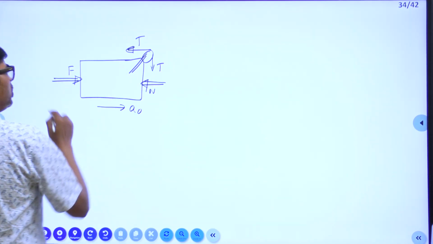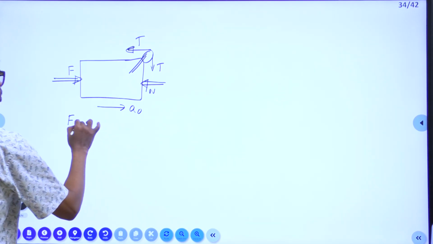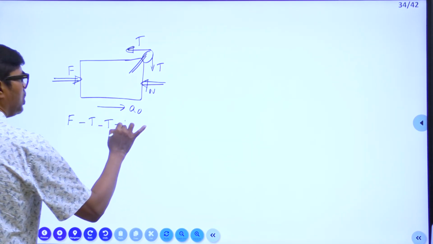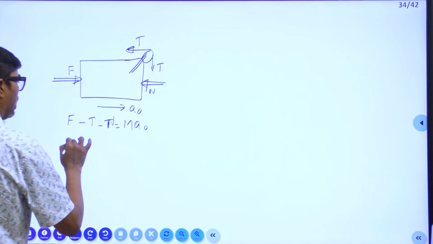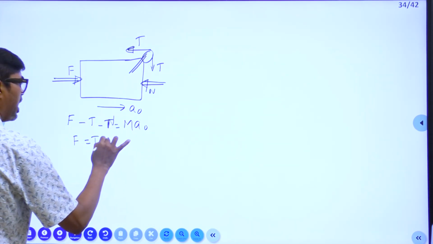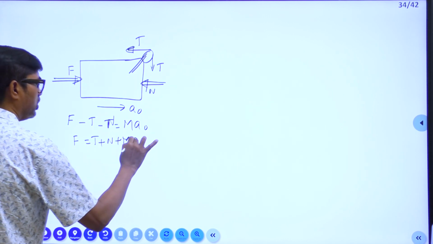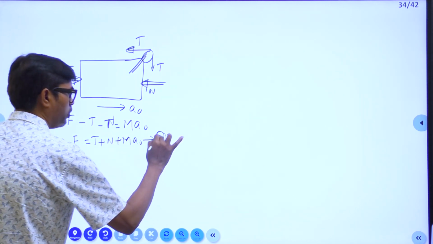Let's focus only on horizontal forces. What do you have? F minus T minus N equals capital M into a0. So F equals T plus N plus capital M into a0. That is what you have finally.